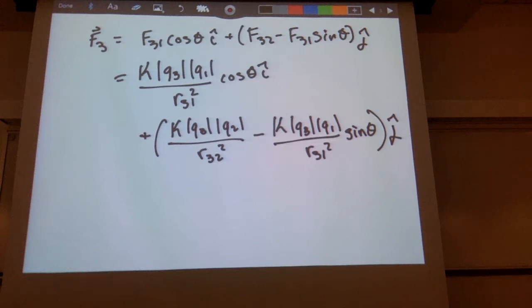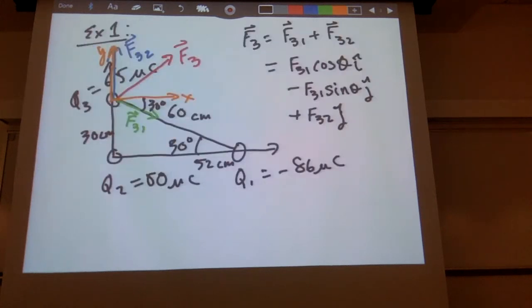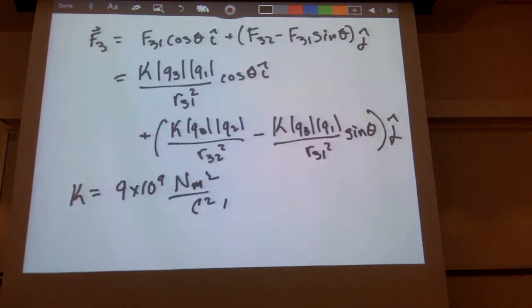Okay, yesterday we learned that k was equal to 9 times 10 to the 9th newton meter squared per coulomb squared. According to our picture, we now know that what? The distance between 3 and 1 is 60 centimeters, and the distance between 3 and 2 is 30 centimeters. So that means r31 is equal to 0.6 meters, and r32 is equal to 0.3 meters.